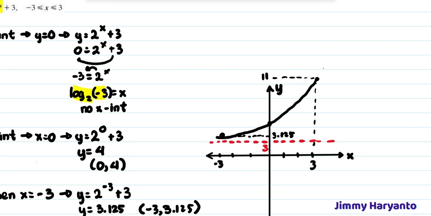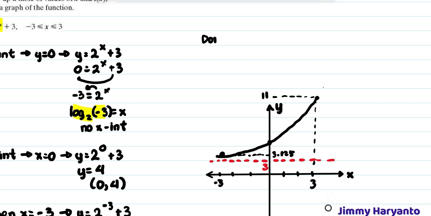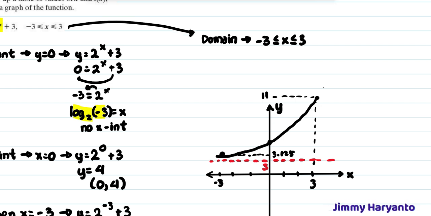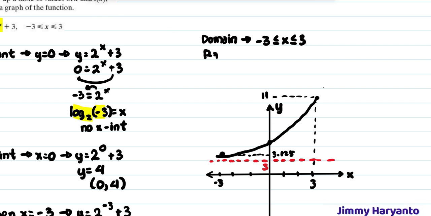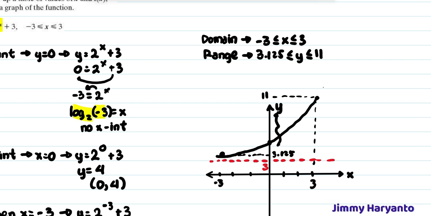Okay, so the domain in this question is negative 3 less than or equal to x less than or equal to 3. It's already given in the questions. And then for the range, it will be starting from 3.125, the lowest value of y, and then the highest is 11. So it's just like this.